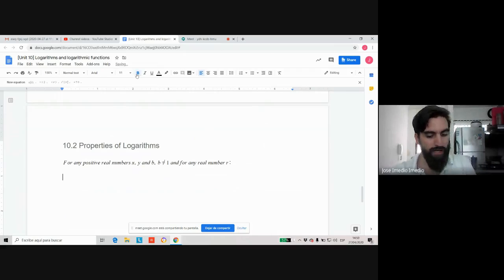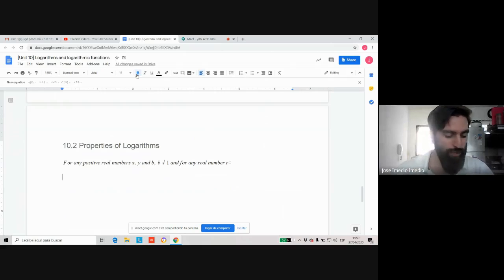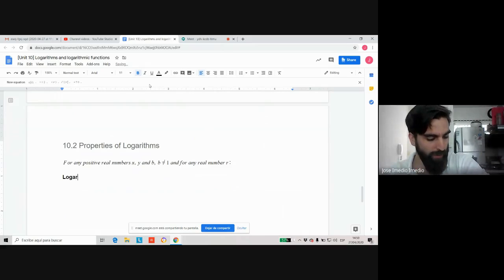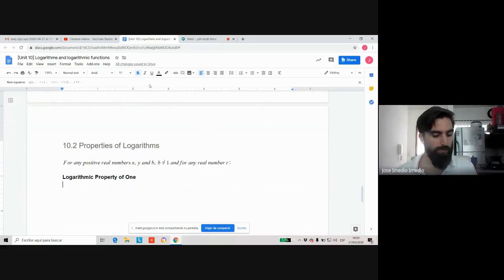Okay, so let's start. I'm not going to follow the same order as in the book. I'm taking all these properties from the book, but I'm going to do that in a different order because I think it's more intuitive. So I'm starting with the logarithmic property of 1.